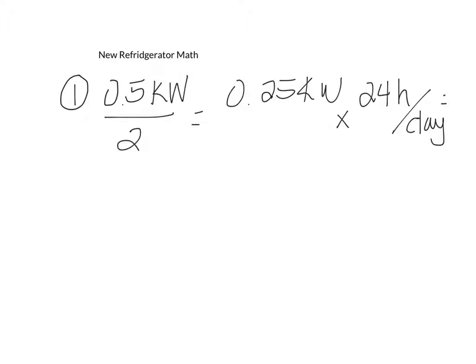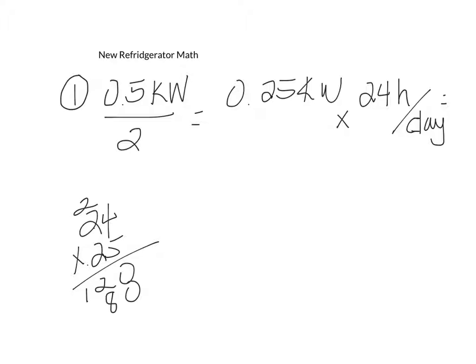And our watts, our kilowatts, and our hours basically smush together. So we're going to do 24 times 0.25. And when we do this side math all the way out, pause the video so that you can do the side math here. Our number here comes out as 6 kilowatt hours per day.